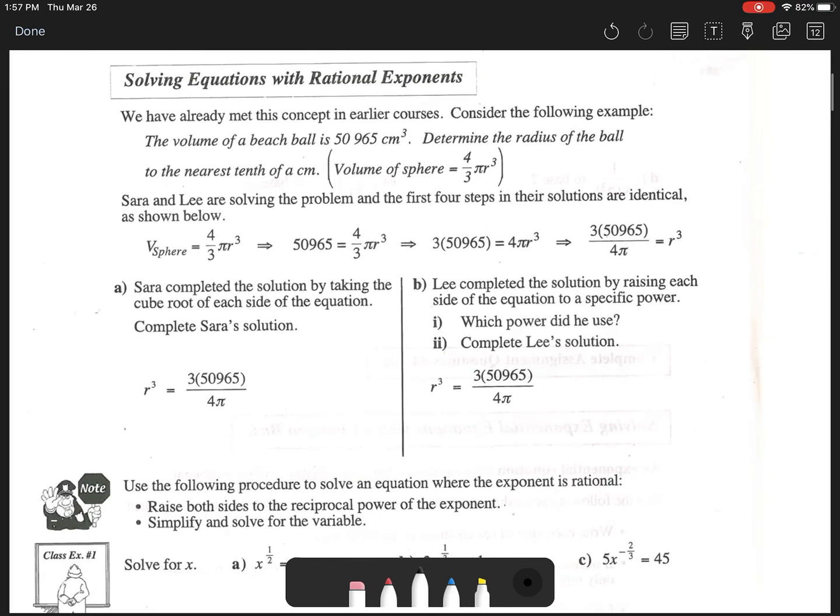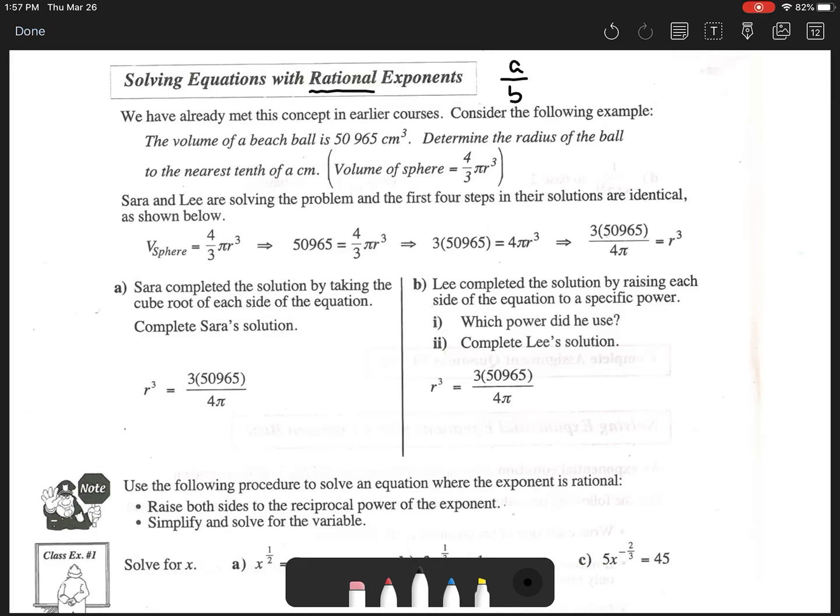Okay, so just the first section here, solving equations with rational exponents. And what that's going to look like is when we have a rational number, which will be our exponents in this case, a rational number is a number that can be written in the form a over b, okay? So to you guys it kind of looks like a fraction, so that's what our exponents are going to look like in these questions. Now it says we have already met this concept in earlier courses.